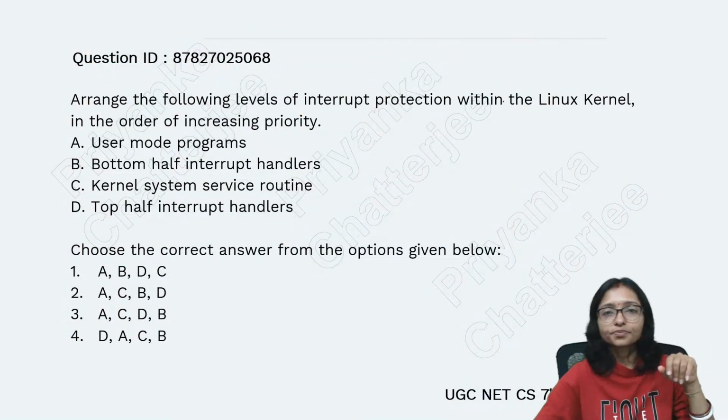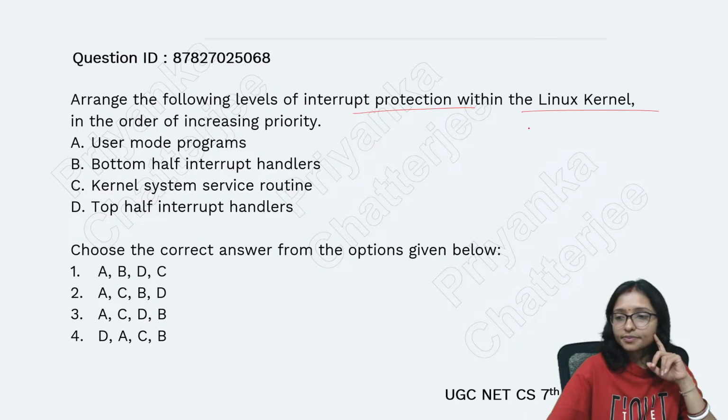Do this one. Arrange the level of interrupt protection in the Linux kernel.